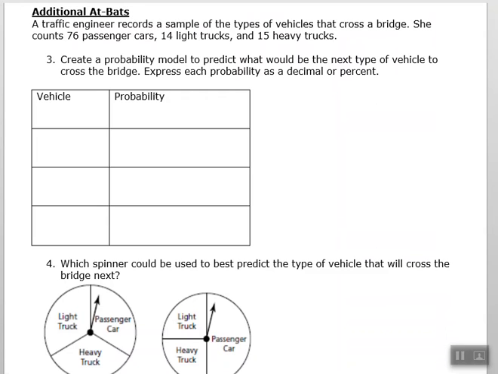A traffic engineer records a sample of the types of vehicles that cross a bridge. She counts 76 passenger cars, 14 light trucks, and 15 heavy trucks. If you're trying to visualize light truck versus heavy truck, I would think of a pickup truck versus one of those giant Mack trucks. Create the probability model to predict the next type of vehicle to cross the bridge. Express each probability as a decimal or percent.